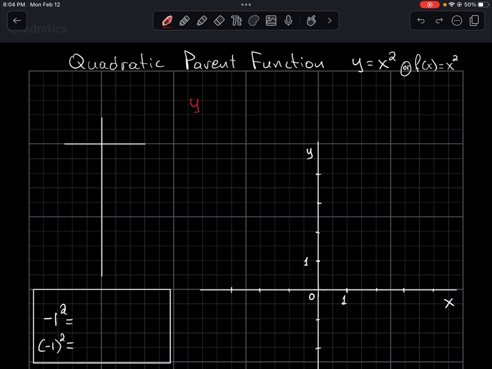For example, this one is such a quadratic, 2x squared minus 5, or it could be 5x minus 3 squared plus 1. All of those are quadratics. Another one could be this one, 3x squared minus 3x plus 2.